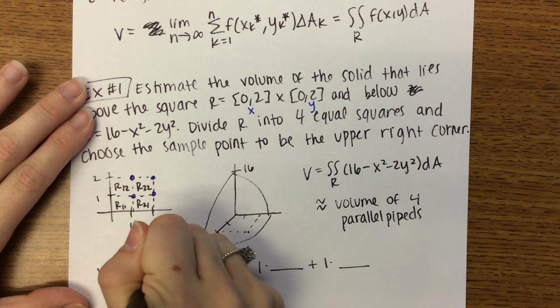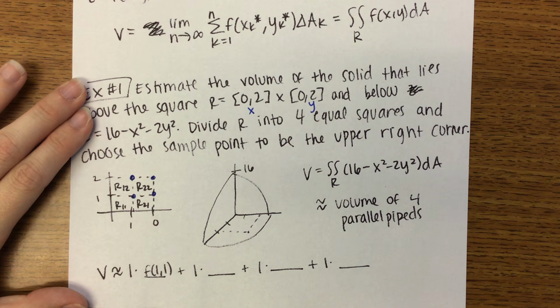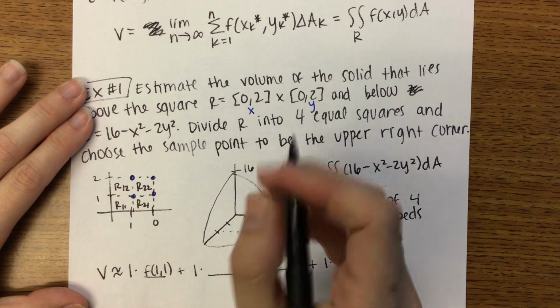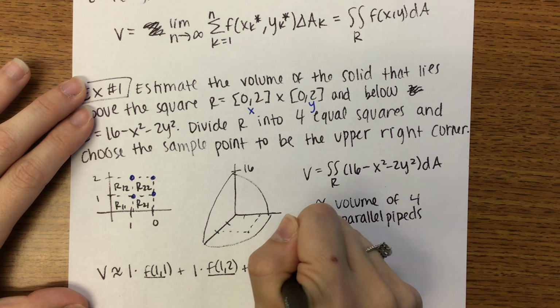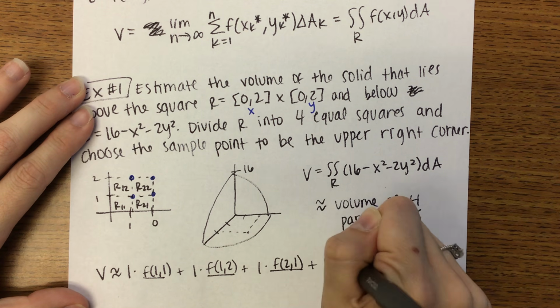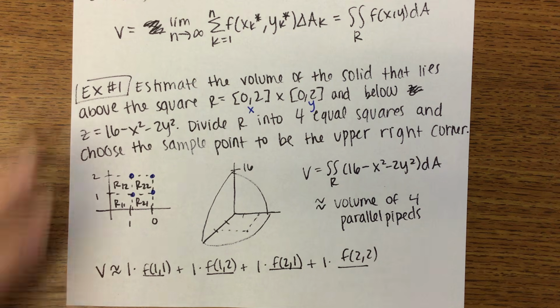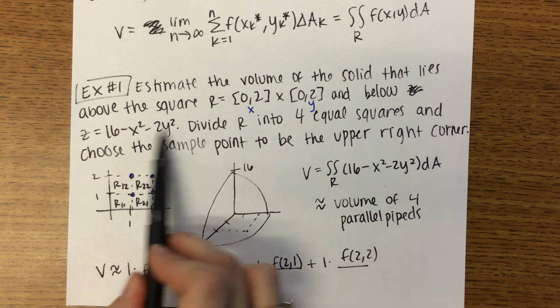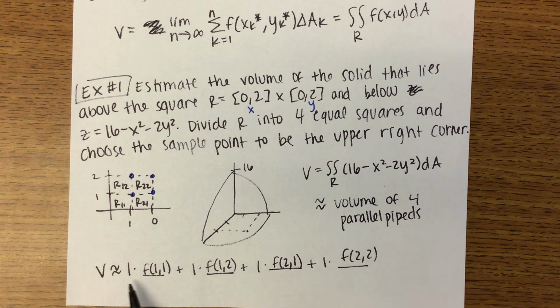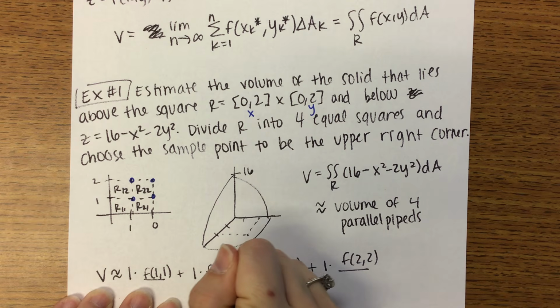The height for this parallelepiped will be f of 1, 2, f of 2, 1, and f of 2, 2. Now we would plug 1, 1, 1, 2, 2, 1, and 2, 2 into our surface to get all the heights, multiply them all by 1, add them all up. Are you okay if I already did that and I just tell you what it is? Okay. So we're going to estimate the volume to be 34.